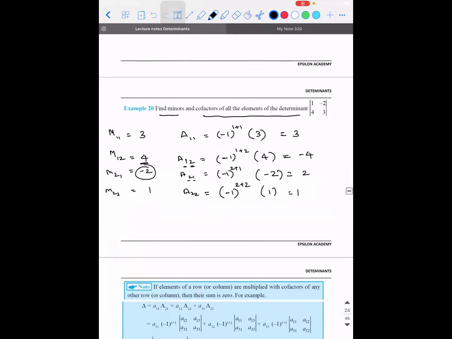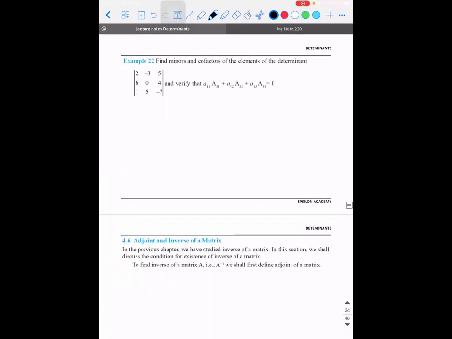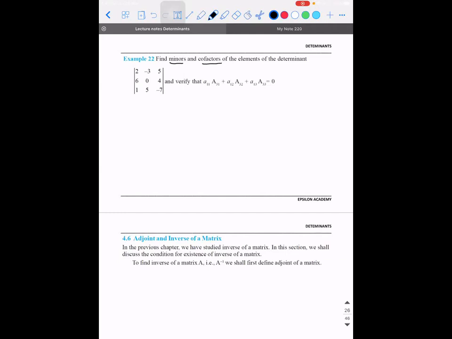I'll ask you a question, guys. Let's take this. Find the minors and cofactors of the elements of the determinant. So M11, M12, M13, M21, M22, M23, M31, M32, M33. M11 is how much? The determinant of 0, 4, 5, minus 7. M12 is the determinant of 2, 5, 1, minus 7. M13 is the determinant of 2, minus 3, 1, 5. M21 is the determinant of? Oh, sorry, M13 is 6, 0, 1, 5.